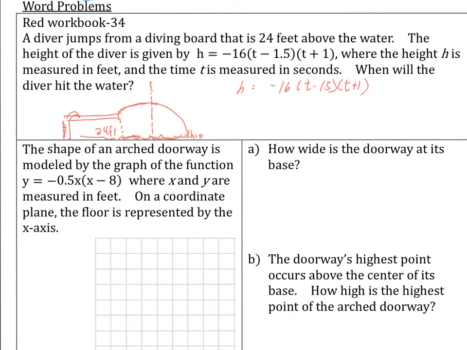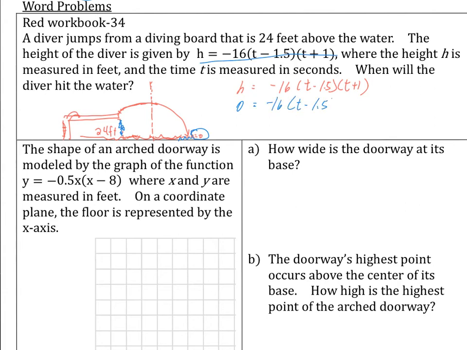Okay, let's look at this next example here. A diver jumps from a diving board that is 24 feet above the water. So here this would be the initial height, and the height of the diver is given by this function here, where the h is measured in feet and the time t is measured in seconds. When will the diver hit the water? So when the diver hits the water, the height will be 0. So I can substitute 0 in for h.